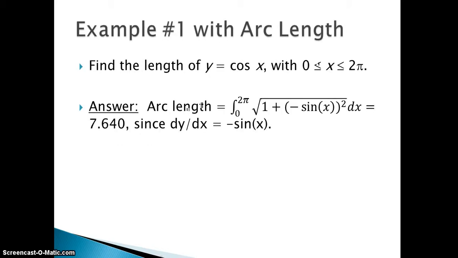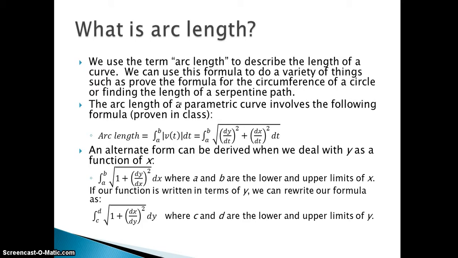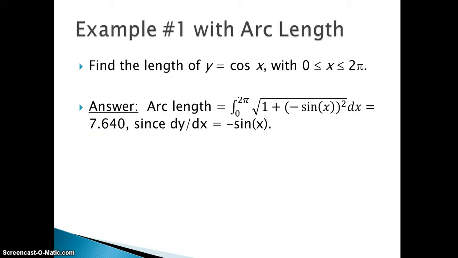So here's an example. Find the length of the function y equals cosine of x with x going between 0 and 2 pi. Here we notice that we've been given a function in terms of x. So we use our second formula here, the integral from a to b of the square root of 1 plus (dy/dx) squared, dx, all under the square root. dy/dx is equal to negative sine of x. This is something that typically you'll have your calculator for, and when we plug this into our calculator, we get the integral from 0 to 2 pi of the square root of 1 plus (negative sine of x) squared, dx, which is 7.640.